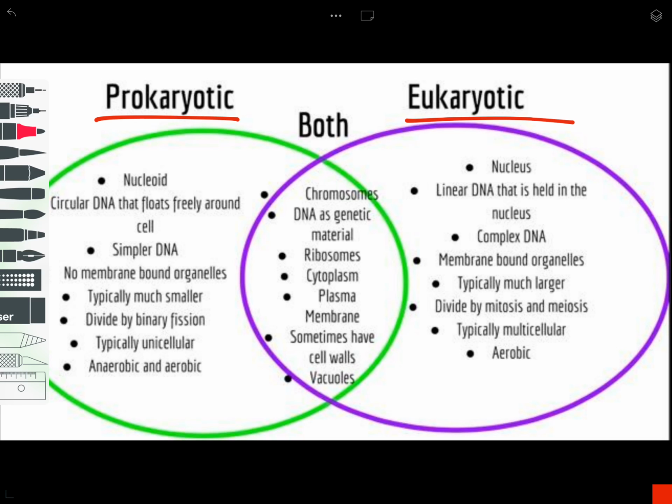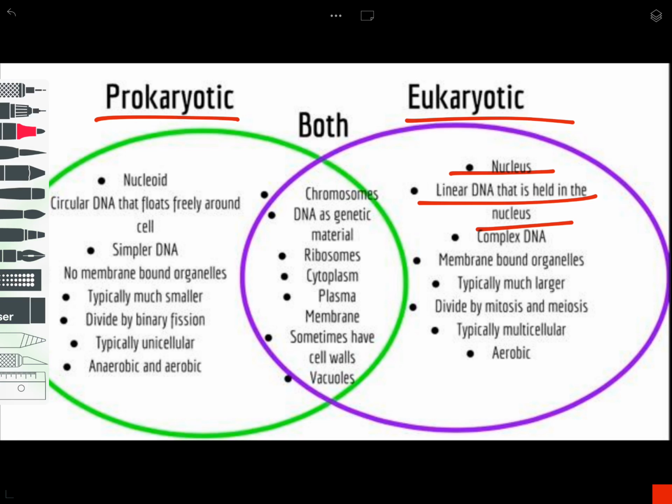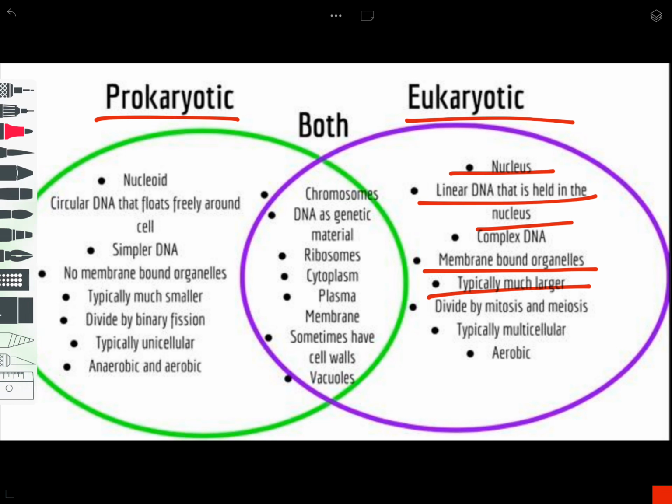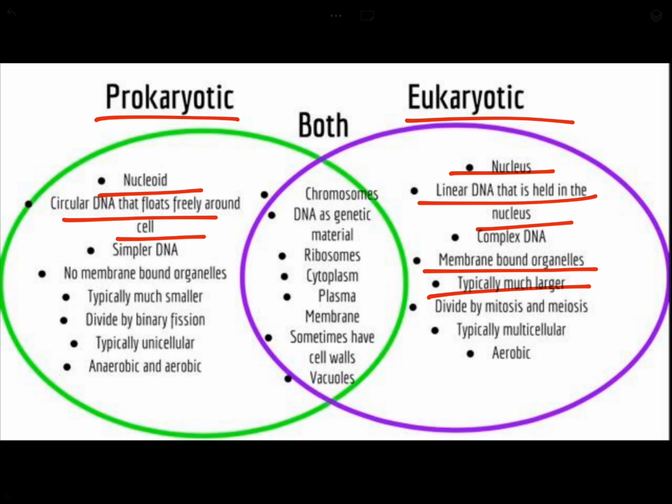For example, a eukaryote cell has a nucleus and a linear DNA that is held in the nucleus. They also have membrane-bound organelles such as mitochondria and chloroplasts, and they are typically much larger. Prokaryote cells, on the other hand, have a nucleoid, which is where the circular DNA is located, and they have no membrane-bound organelles, and they are typically much smaller.